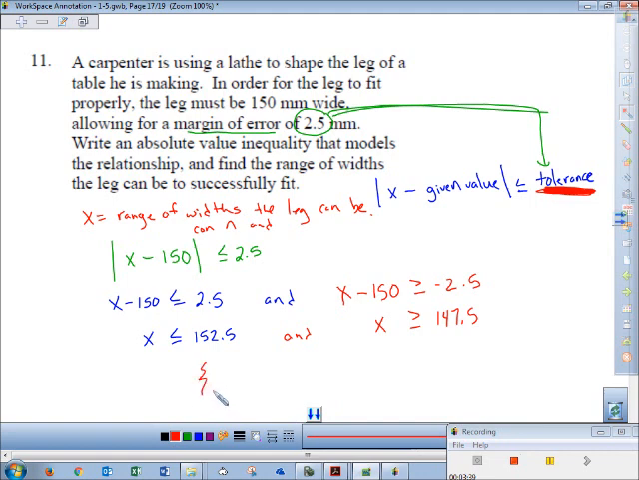It's the set of all x's such that, since this is an and statement, x goes in the middle, the symbols point to the left each time. We can actually have equal bars. So this is 147.5 and that's 152.5. And now let's answer this in a complete sentence.